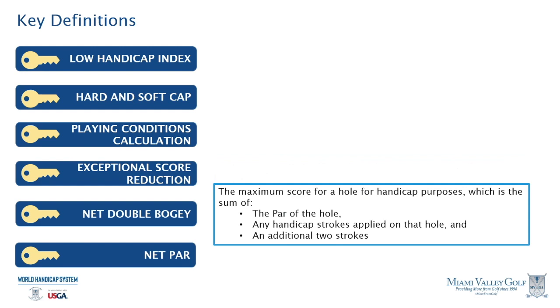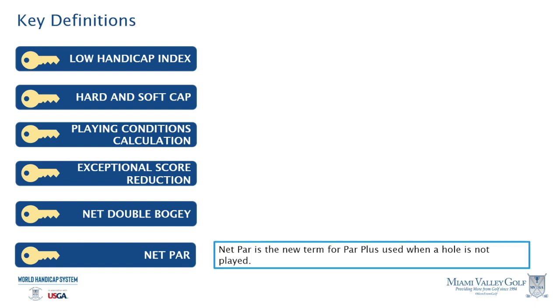Net double bogey. This is the max score now. So instead of taking an 8 or 9 or whatever the case may be, now it's par of the hole plus any pops you might have gotten, and then add 2 strokes. So net double bogey. And then clearly we need to have a definition for net par now, as that's the par plus any pops you would essentially have.